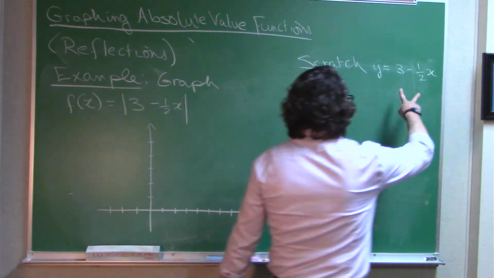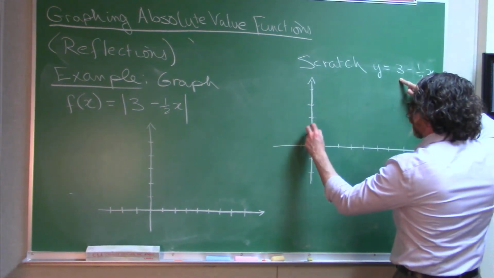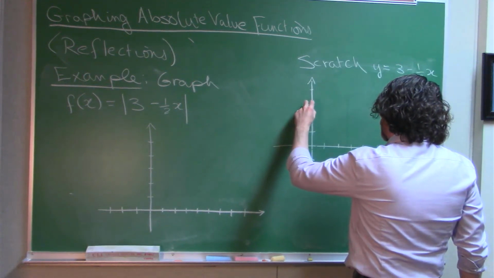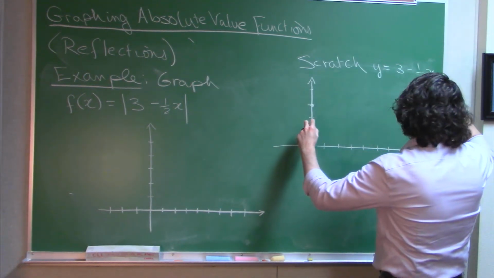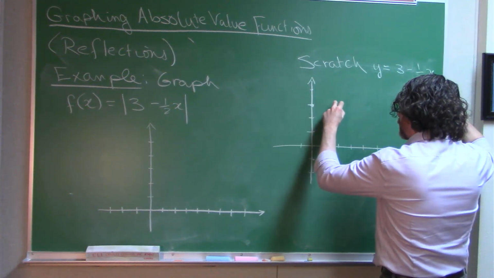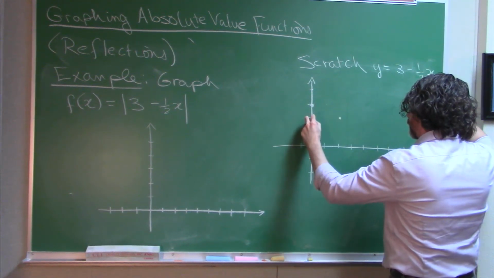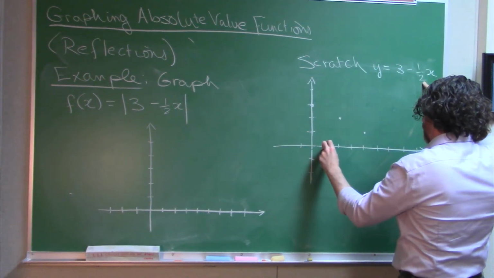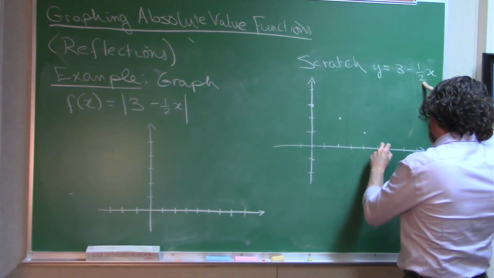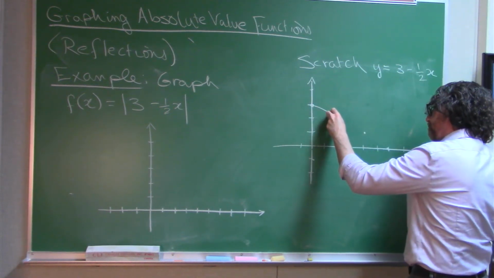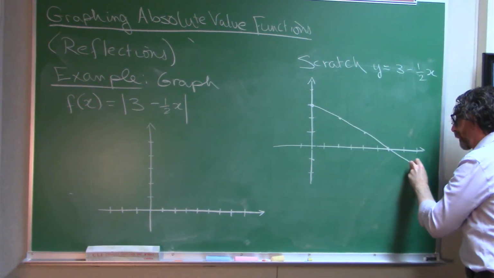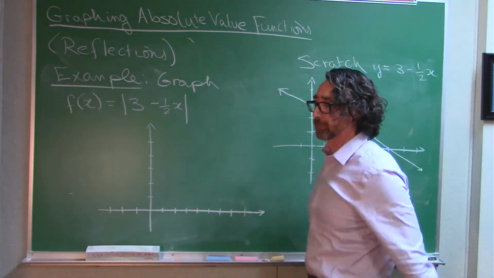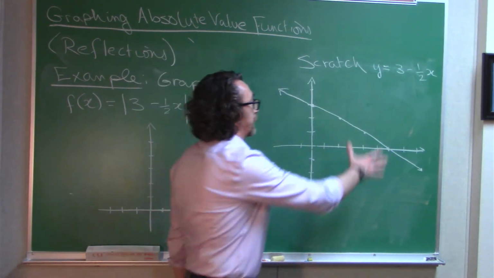Now, this is a linear function. The y-intercept is 3. The slope is negative 1/2. So over 2, down 1. Over 2, down 1. Over 2, down 1. So it's a linear function with slope negative 1/2. All right, now, I'm taking the absolute value of this.